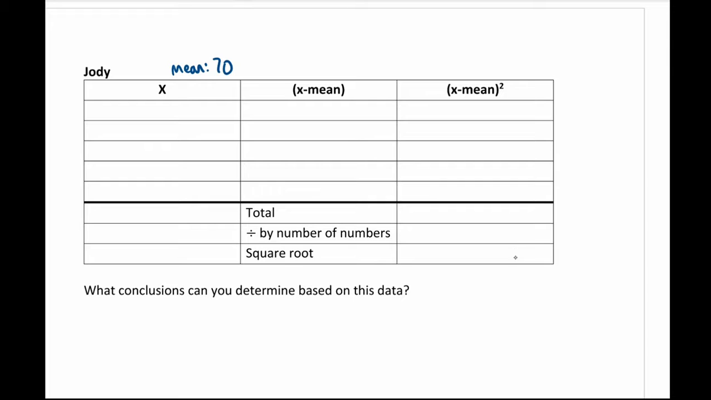square root that answer. And then from that, when you compare the two, so we know Cindy had a standard deviation of 7.07. Once you determine what Jody's standard deviation is, I want you to try to figure out what conclusions you can draw from that data or from those values. So again, I recommend you pause the video and try this on your own.